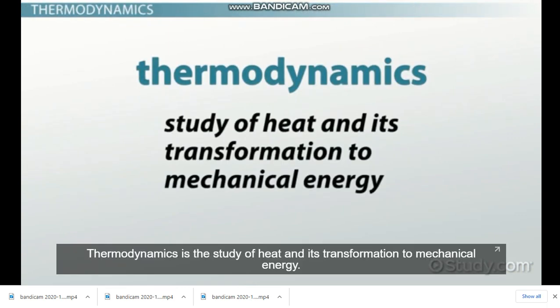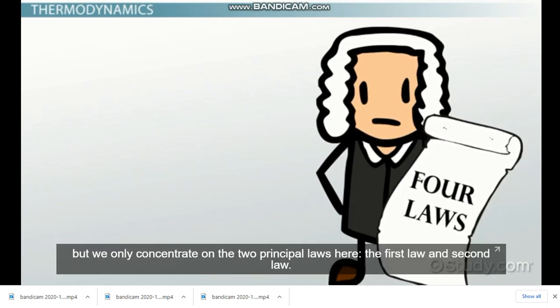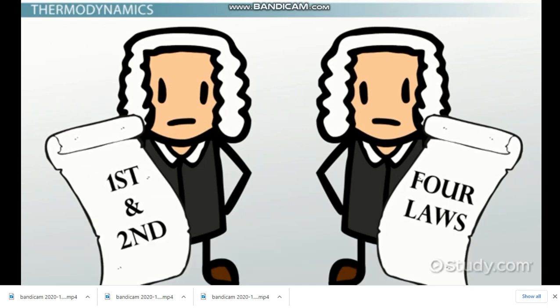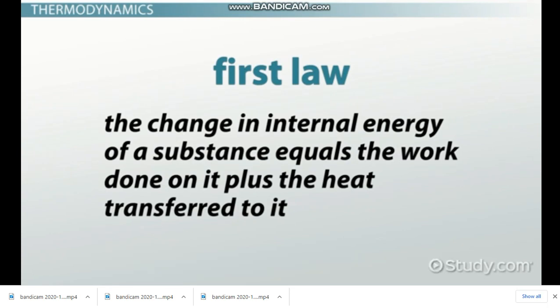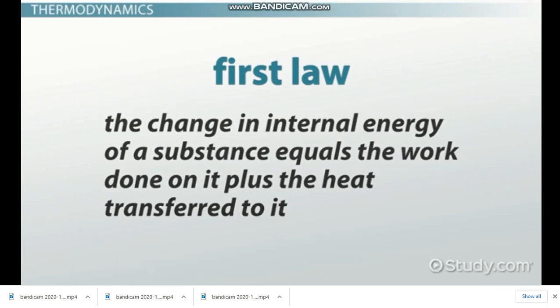Thermodynamics is the study of heat and its transformation to mechanical energy. There are 4 laws of thermodynamics, but we only concentrate on the 2 principal laws here, the first law and the second law. The first law says that the change in internal energy of a substance equals the work done on it plus the heat transferred to it.